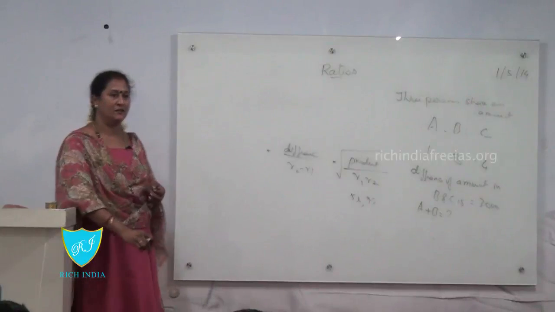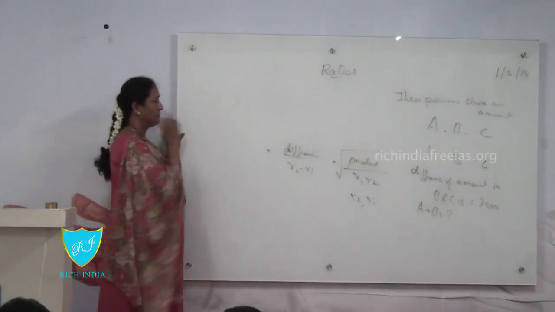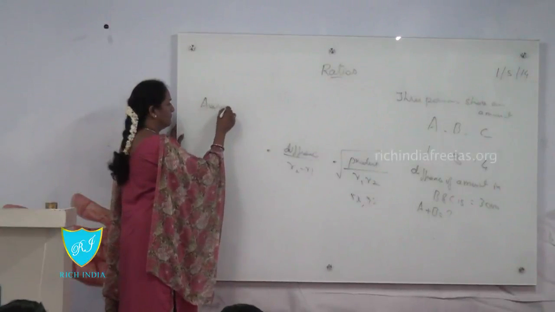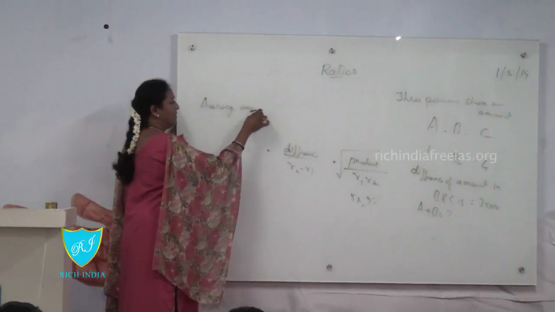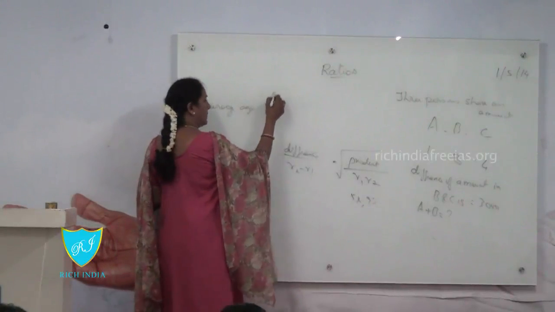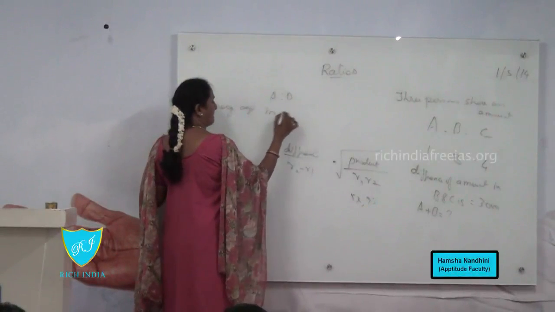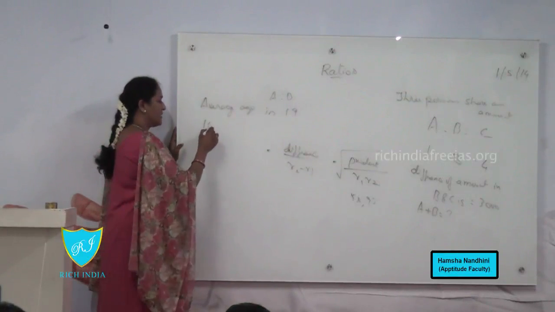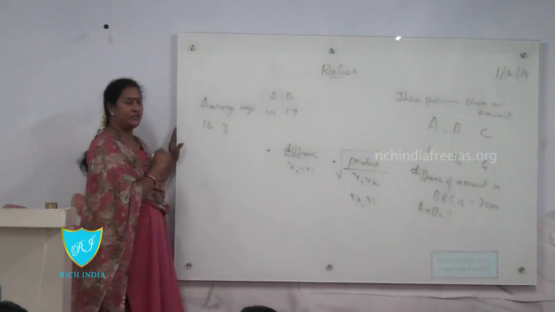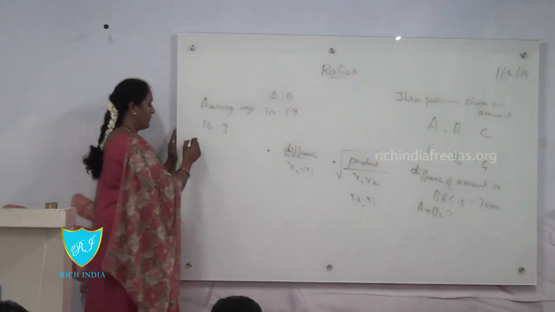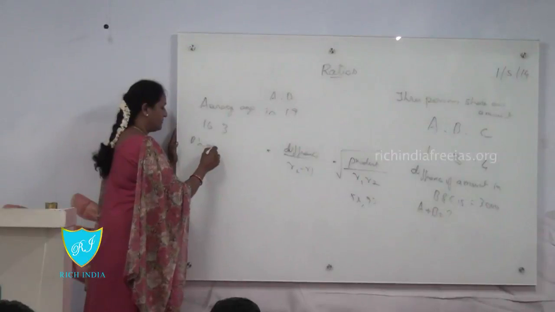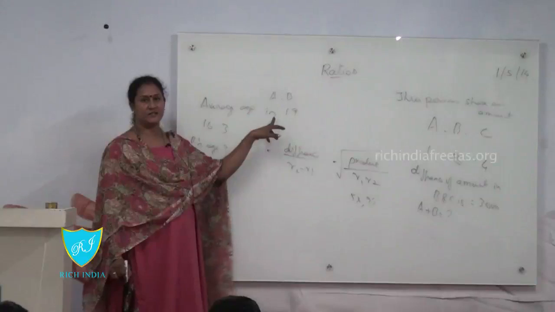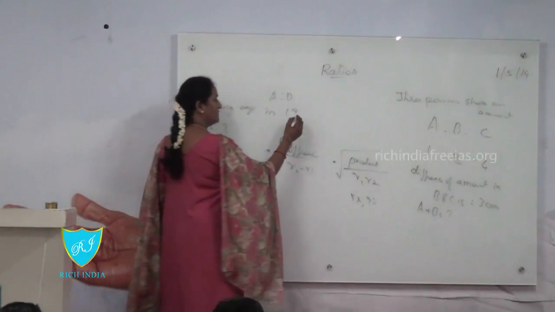Next example, sir. Say the average age of A and B is 19, and if their ages are in the ratio 16:3, find B's age. So the average age of two persons is 19 years.